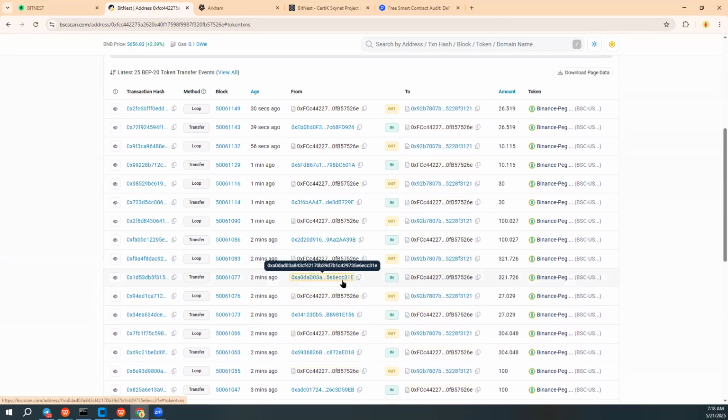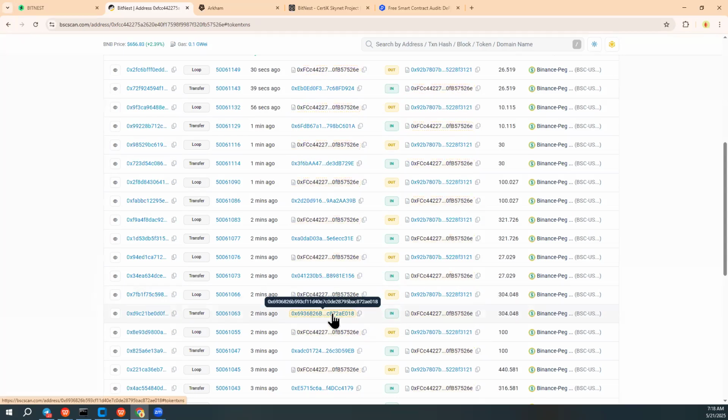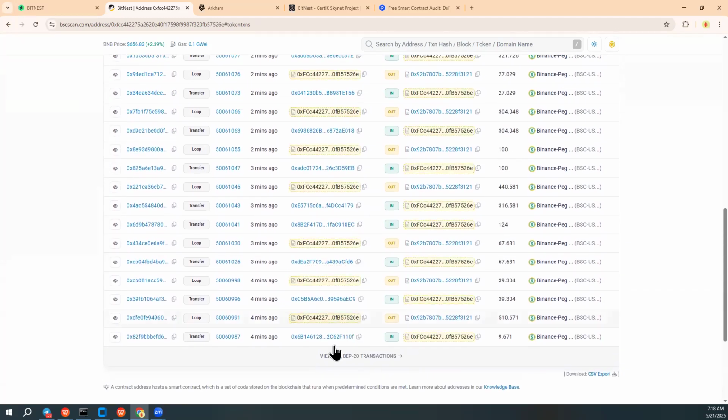You can see every transaction. When the funds come in, the smart contract controls the funds and sends them to 3121. You can see from the bottom: a customer sent to 526E, and 526E sent to 3121. Every time, the process is the same.